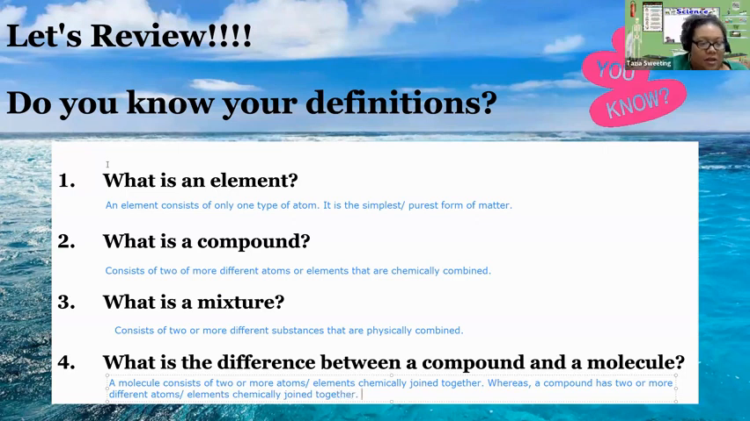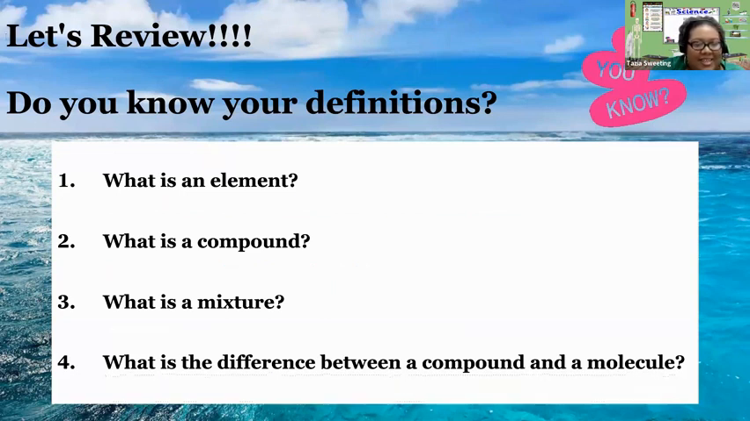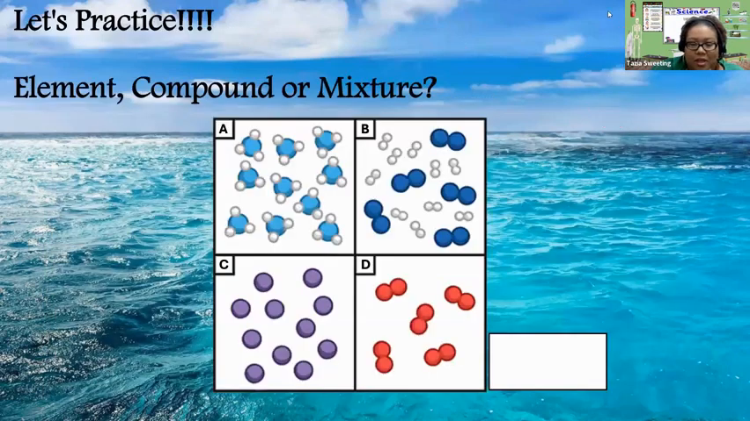Okay? So here's our review of our definitions from last time. Remember these definitions because we are going to put this to practice. Once you understand the definition for an element, the definition for a compound, what a mixture is, and so on, then you should be able to identify these different types of matter from various illustration drawings. So let's take a look at this. We're going to practice. Is it an element, a compound, or a mixture?